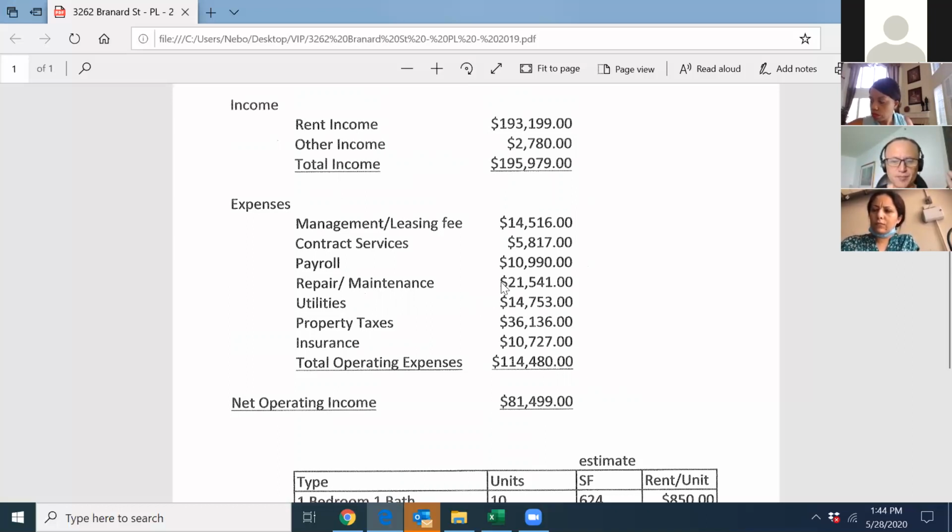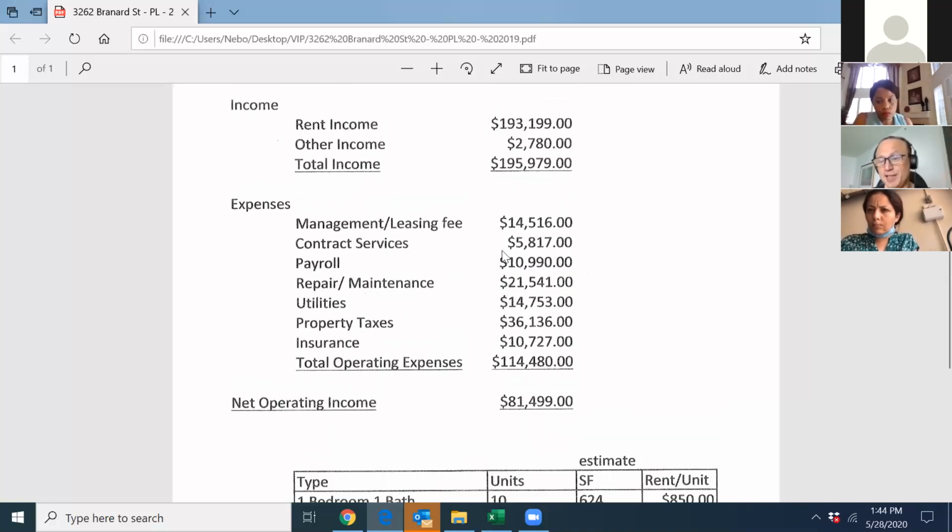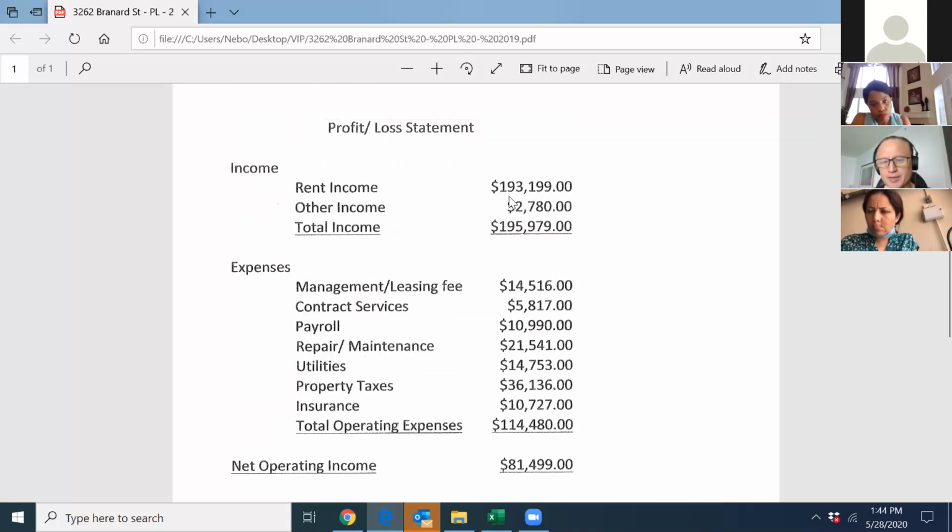Plus, there are their expenses. Remember how we talked about expenses last time? Many times sellers will not give you correct expenses. But when I look here, I see management. It's fair, but you're going to have a leasing commission, because even if you own the property as an agent and list it yourself, sometimes another agent brings in the client and you have to pay. Then contract services and payroll.